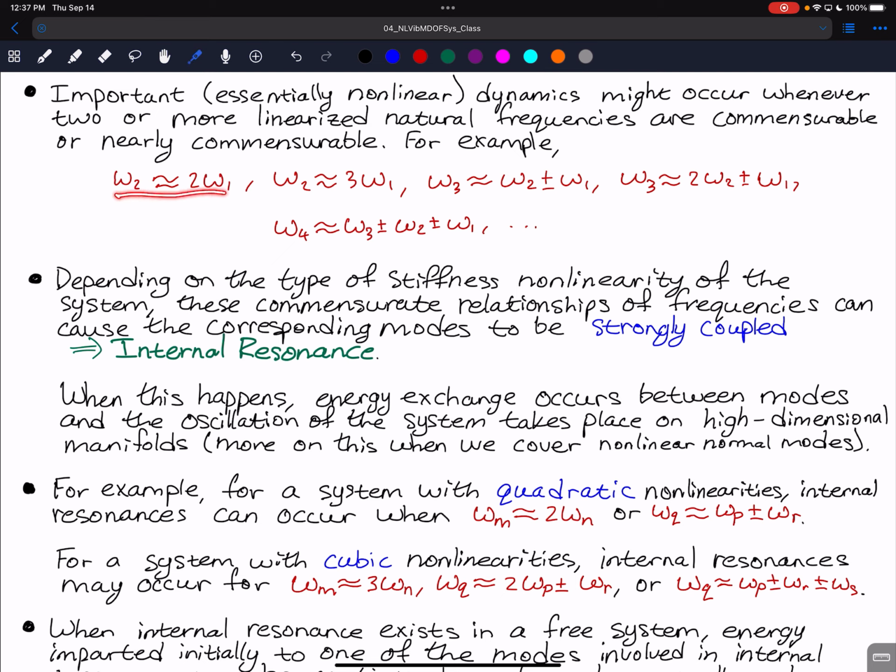The type of resonances, or internal resonances, that can occur, whether this relationship causes a resonance or that one causes a resonance, depends on the type of nonlinearity that is in the system. Specifically, this coupling is called internal resonances. It's where energy can be exchanged between two or more modes, and it can go from low to high frequencies or from high to low frequencies as well.